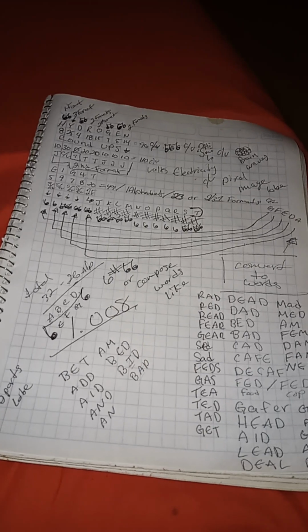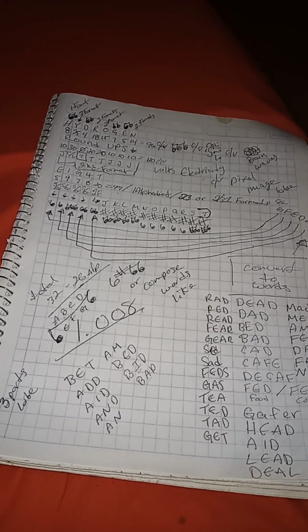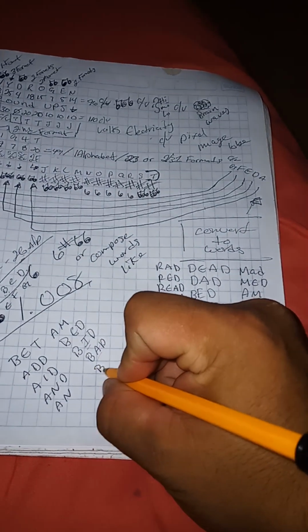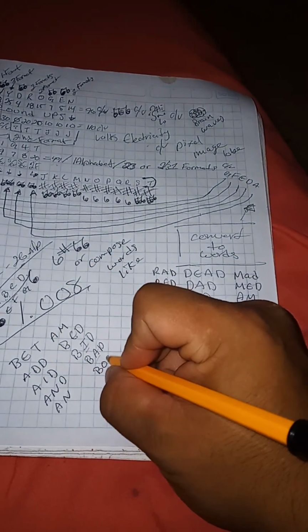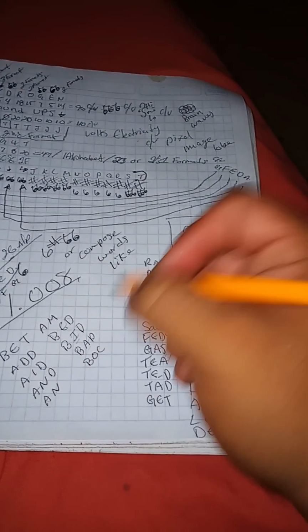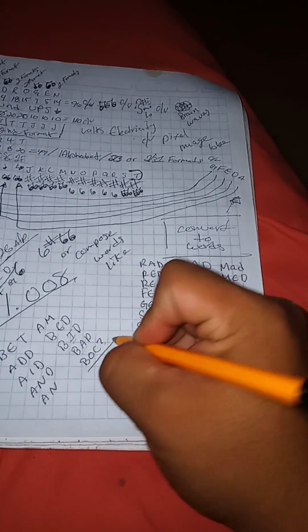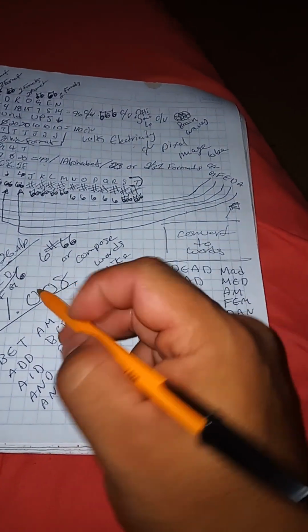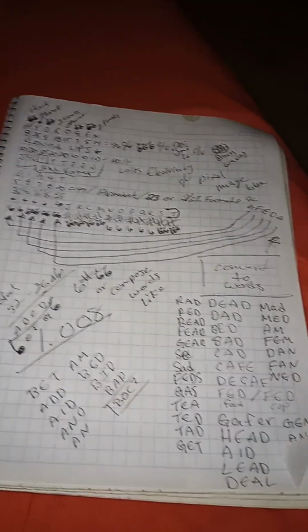So then we have Bach. I don't know how you spell Bach, but it's B-O-C, Bach. If I'm wrong, we'll just put a question mark here. Then we jump to the letter C.